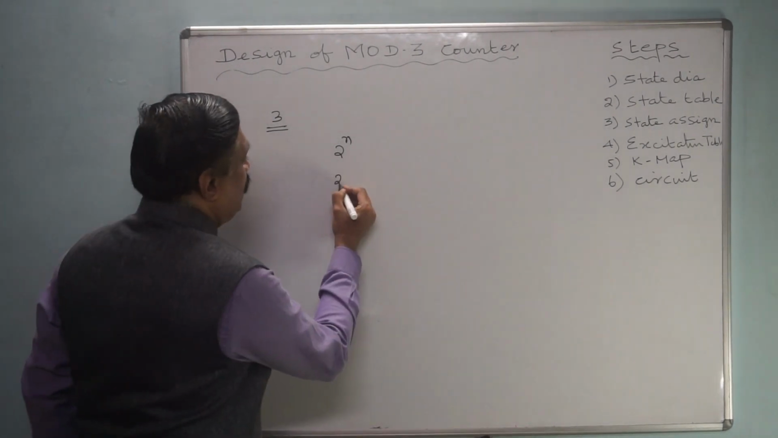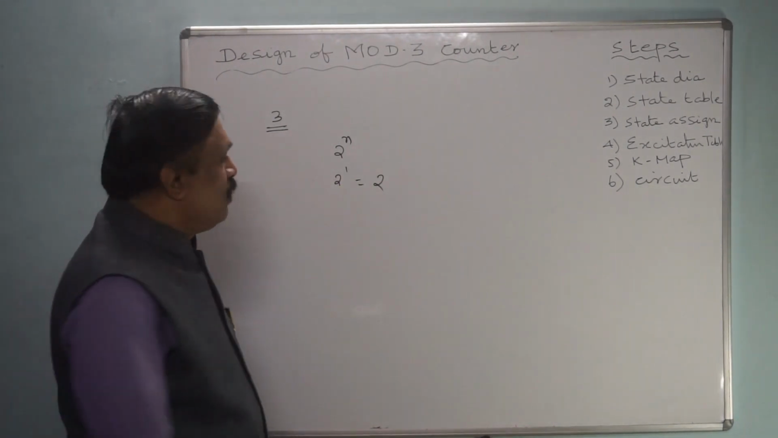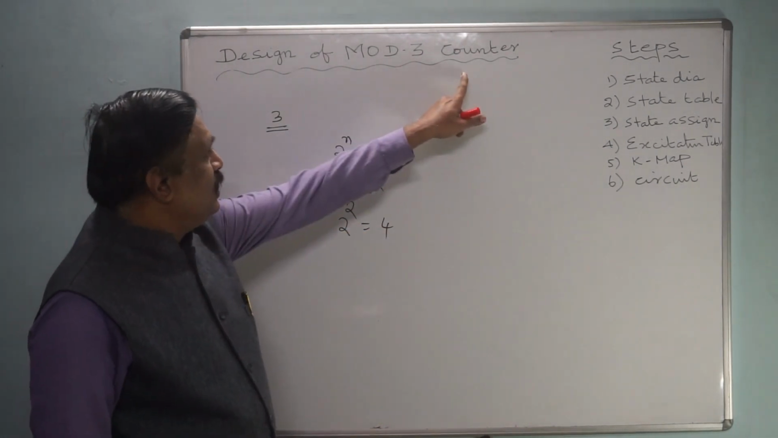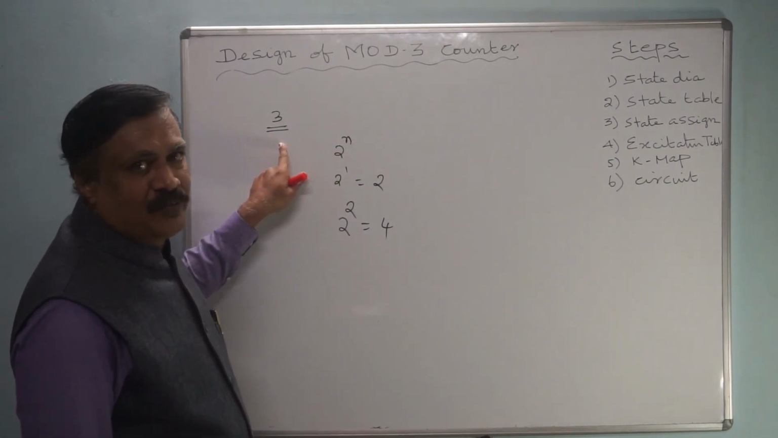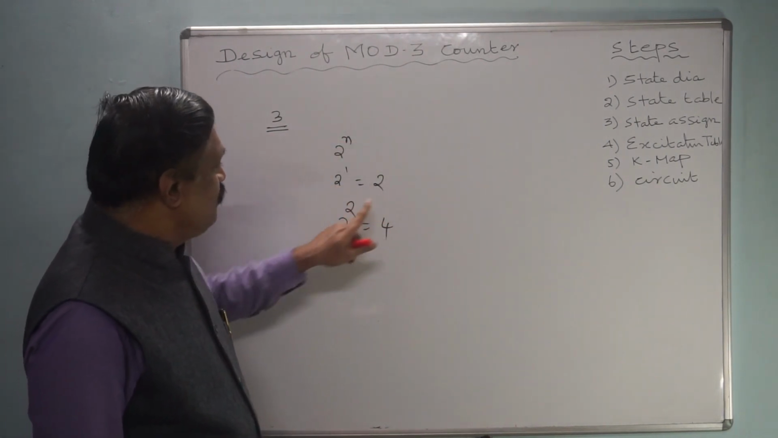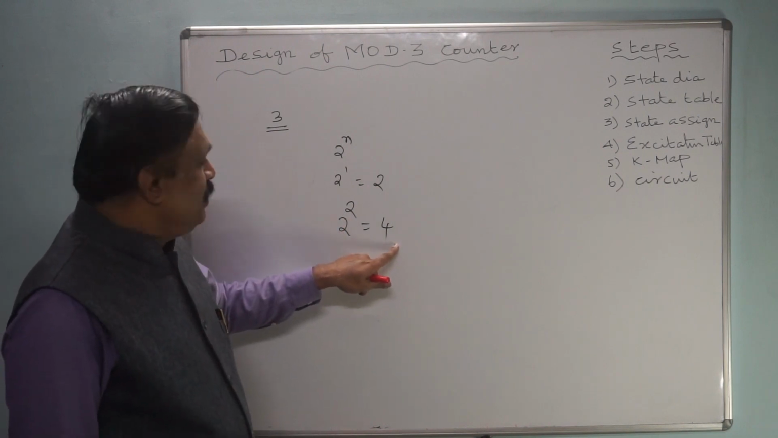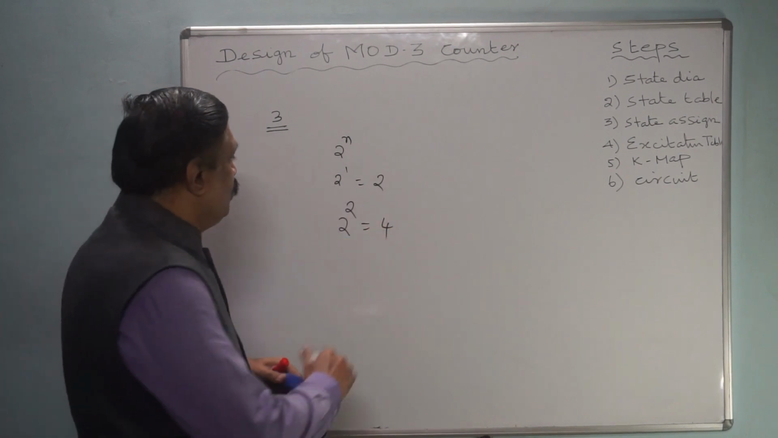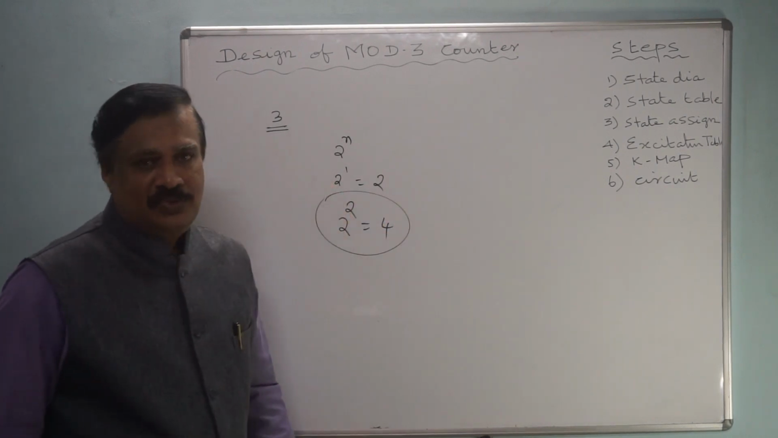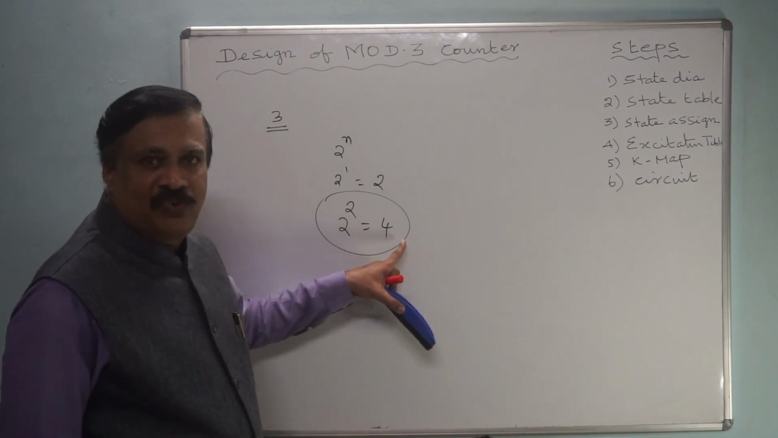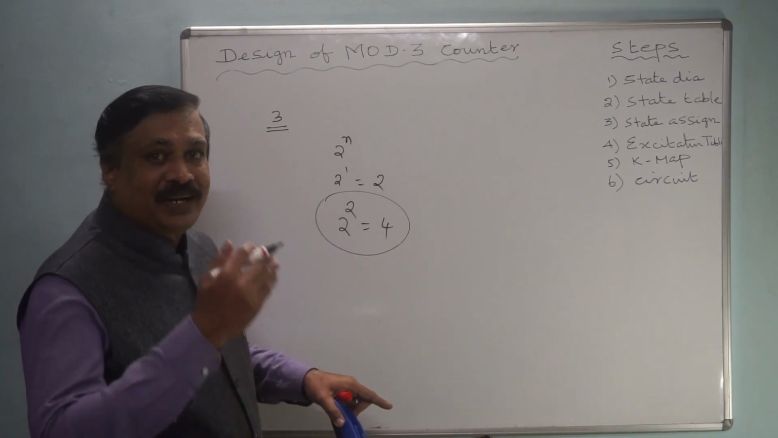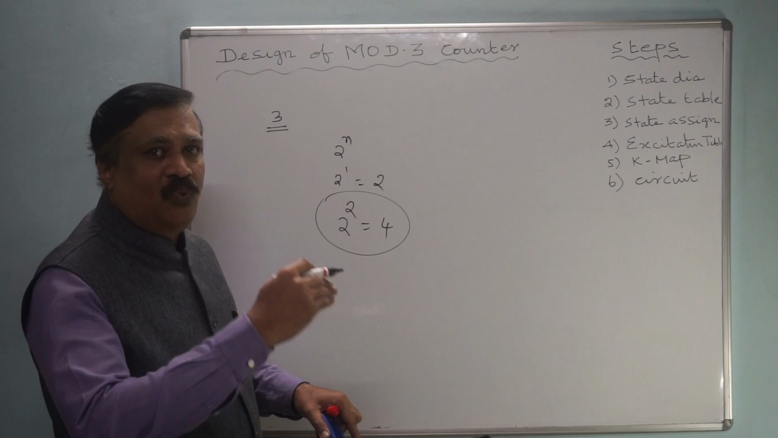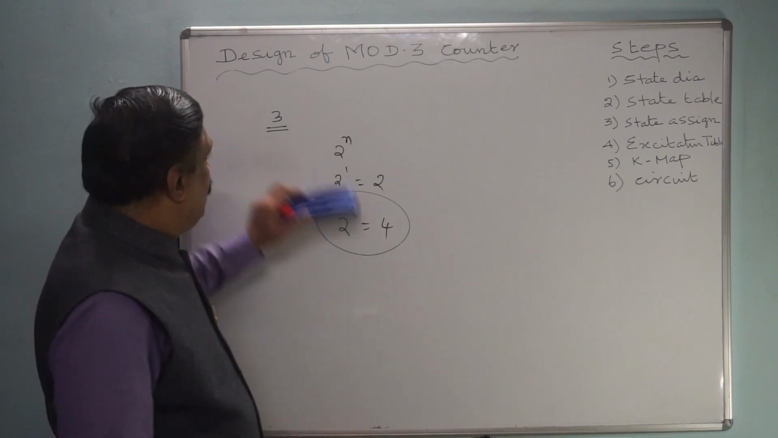Now 2 power 1 means 2 states will be there, 2 power 2 means 4 states will be there. Our counter is a 3-state counter. That means 2 is not possible, 4 is possible, so our number lies between these two. Therefore, we have to choose this one. That means the maximum number of states is 4, but we are restricting our states to 3 only: 0, 1, 2 only. Understand?